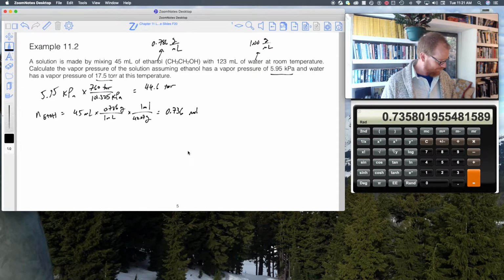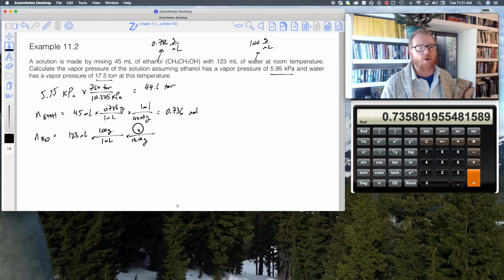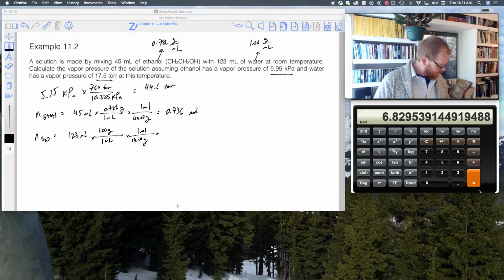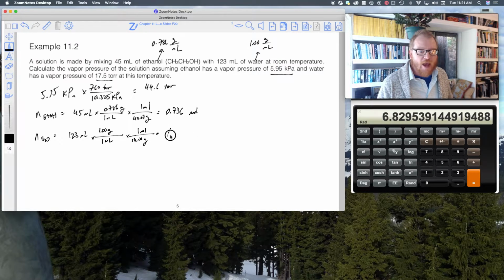Okay. So then now I got to figure out my moles of water, which I can do the exact same way. So 123 milliliters of water. So I know the density of water is 1 milliliter in 1.00 grams, and my molar mass of water is 18.01 grams in 1 mole. 123 mL times 1 times 1, and then divided by 18.01. Hopefully I did that correctly. Yep.